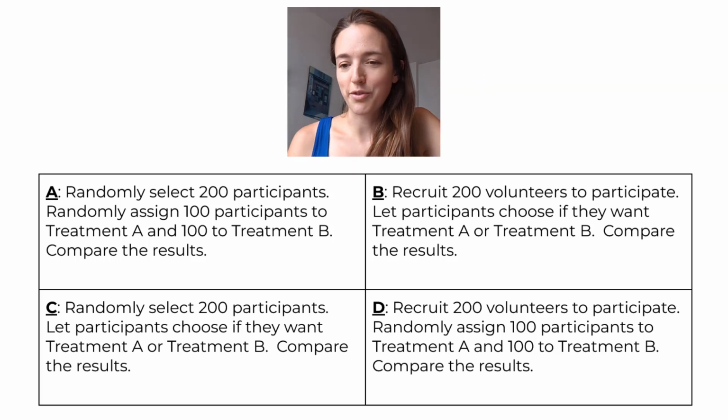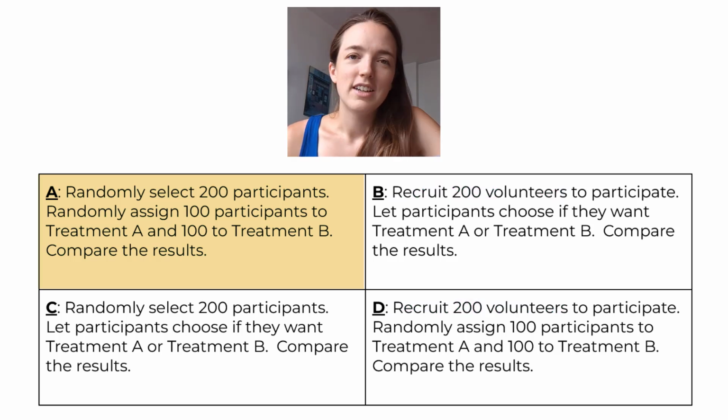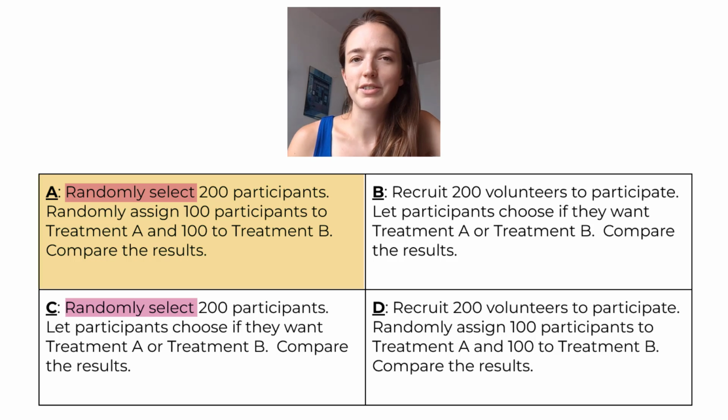Okay, of these 4, I think the best one is A. A features randomly selecting participants. Now B and D were both recruiting 200 volunteers. That's a little bit different. If you ask people if they want to participate in a study about Sweetums soda, you're going to get people who probably really like Sweetums soda, and they're going to be more likely to notice the difference between the 2 formulas. Randomly selecting participants is going to help ensure that you don't have any bias like that.